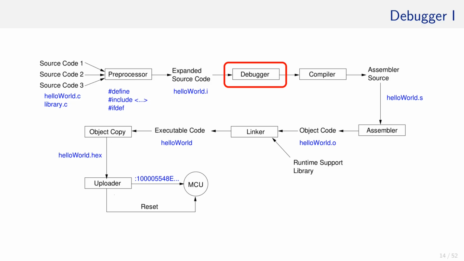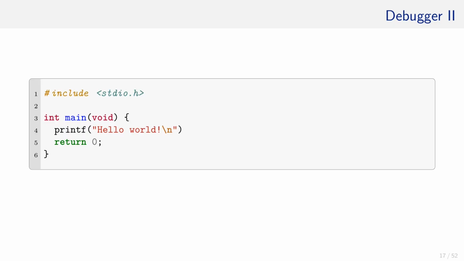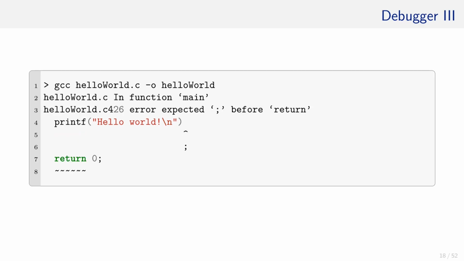In the next section, we are going to talk about the next stage, the debugger. The debugger essentially checks if the source code contains any syntax errors. For instance, our Hello World program is missing a semicolon in line 4, right here. When the source code is then compiled, the debugger throws out an error message stating what exactly went wrong, namely in line 4 and column 26.